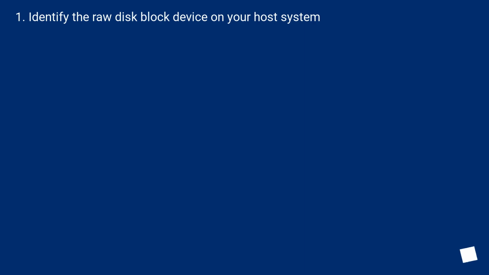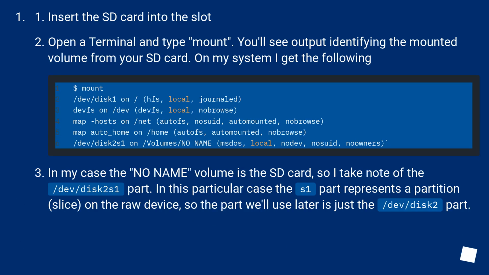Identify the raw disk block device on your host system. Insert the SD card into the slot. Open a terminal and type mount. You'll see output identifying the mounted volume from your SD card. On my system, I get the following.